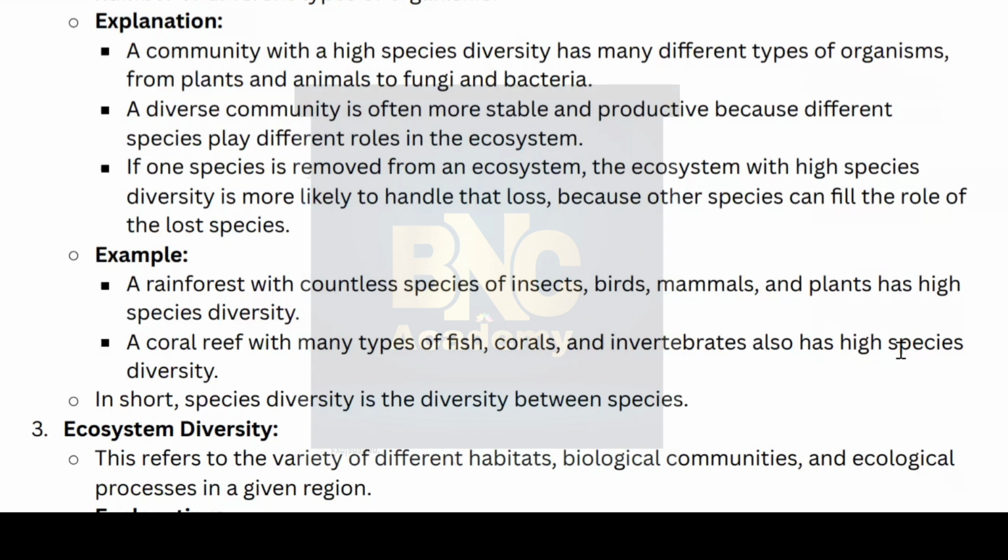And coming to the resources part, species diversity provides us with a wide range of resources, including food, medicine, and raw material. Let's take an example for this. A tropical rainforest is a prime example of high species diversity. It contains an incredible variety of plants, animals, insects, and microorganisms. Coral reefs are also hotspots of species diversity, providing habitat for countless marine organisms.